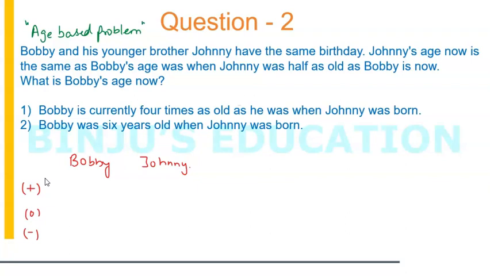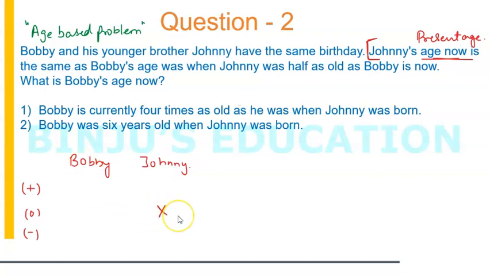Now depending upon whatever information is given to us, we'll plug in the information in the matrix and then we'll solve it further. So Bobby and his younger brother Johnny have the same birthday. Johnny's age now basically means it's the present age, is same as Bobby's age when Johnny was half as old as Bobby is now. So let's read this statement again. Johnny's age now, let's say the present age of Johnny is X.